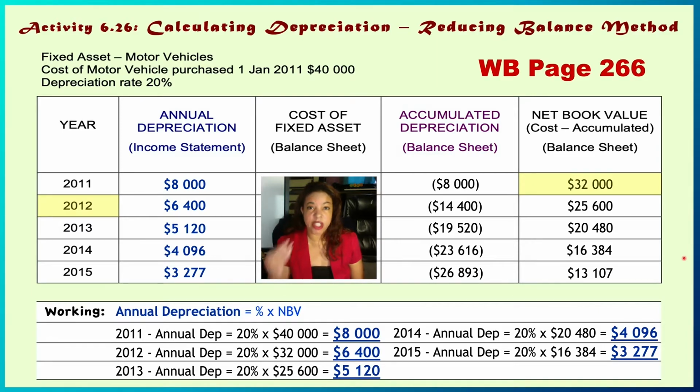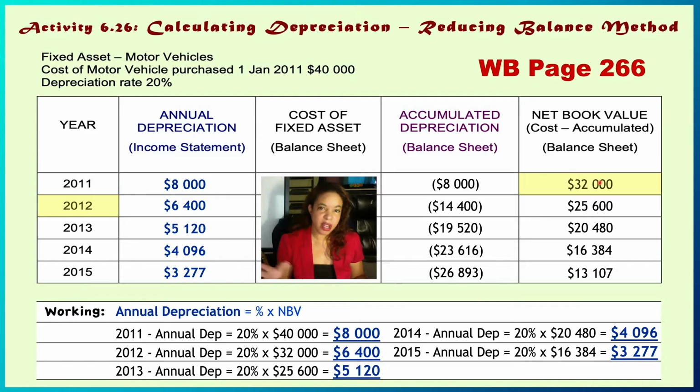Unlike that, with the reducing balance method, you have to do a calculation for each year, because of the formula: you calculate it as a percentage by net book value. And as you can see, net book value is the value after it has been depreciated, which means it will change from year to year. And the net book value that they're talking about will be the previous net book value, because you're now going to calculate the annual depreciation.